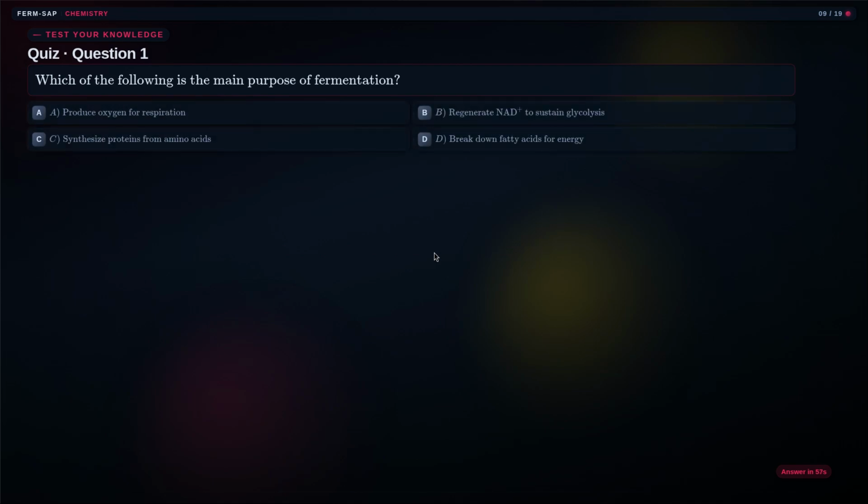Quiz question 1. Which of the following is the main purpose of fermentation? Option A. Produce oxygen for respiration. Option B. Regenerate NAD+ to sustain glycolysis. Option C. Synthesize proteins from amino acids. Option D. Break down fatty acids for energy. Take a moment to think about your answer.